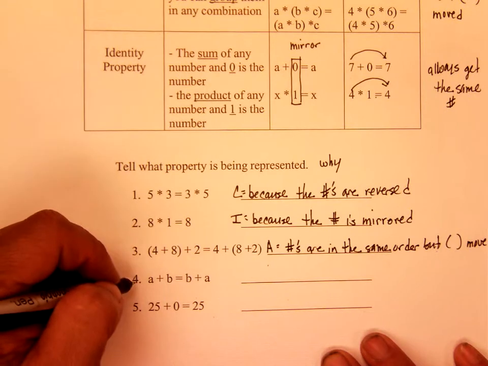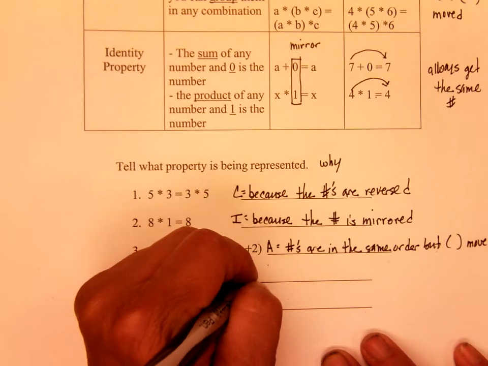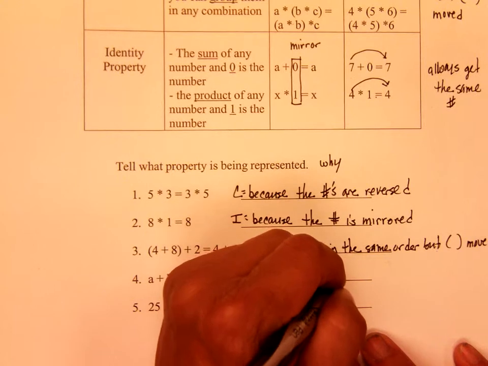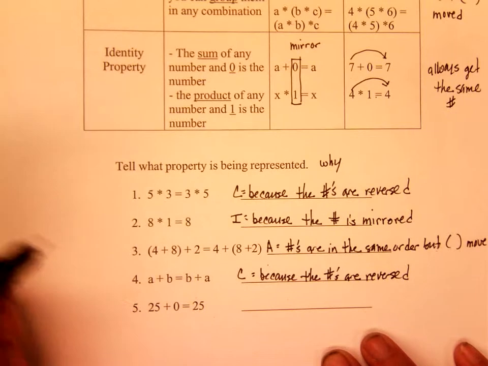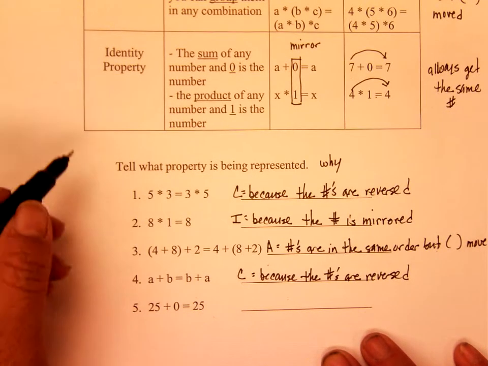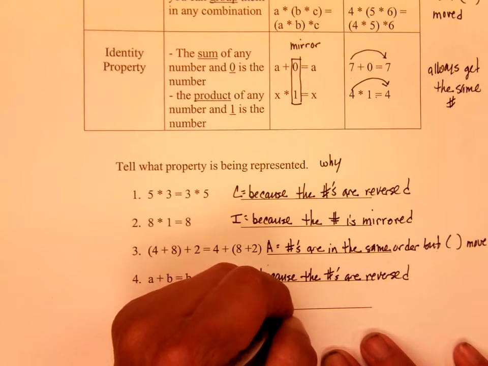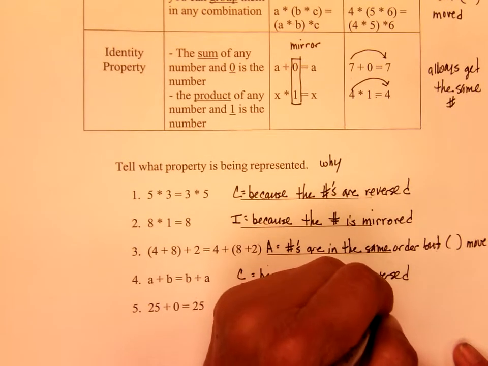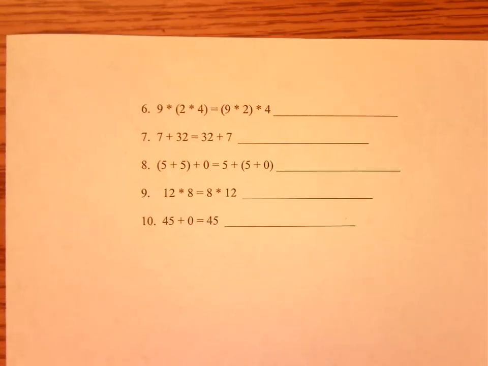So this 4, a plus b is equal to b plus a, you should have said that this is commutative because the numbers are reversed. And look at 5. Hopefully you looked at your chart and it said that this would have been an identity because the number is mirrored. Right, go ahead and try 6 through 10 on your own, and when you are ready, go ahead and push play.